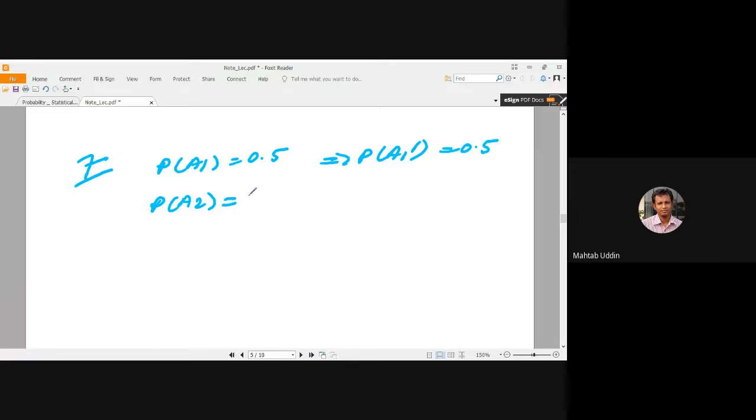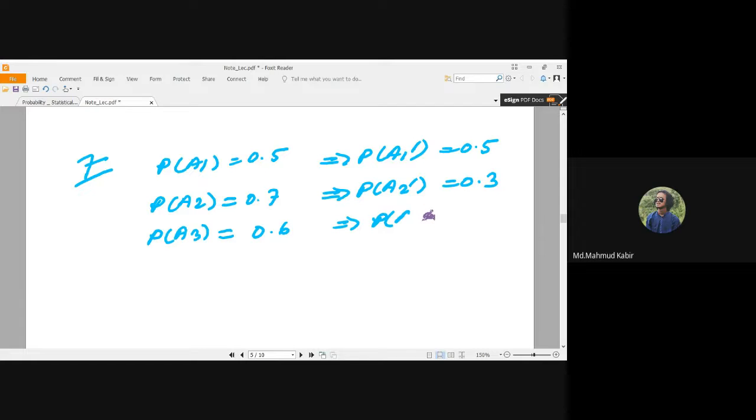Okay. Then 0.7 for the second player. So what is the failure rate of second player? Can you tell me? Sir, 1 minus 0.7. So 0.3. And the probability of success of the third player is 0.6. So what is the probability of its failure? 0.4. Good.